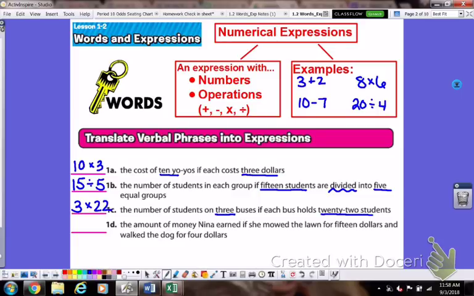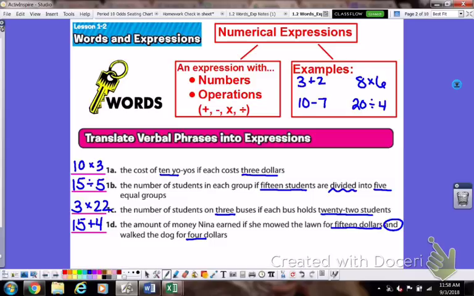And last up: the amount of money Nina earned if she mowed the lawn for $15 and walked the dog for $4. So she made $15 mowing the lawn, and she made $4 walking the dog. Our key word here is "and." And is going to represent addition. So how much money does she have total? Well, she made 15 and she made 4. We're going to add those together to get her total.